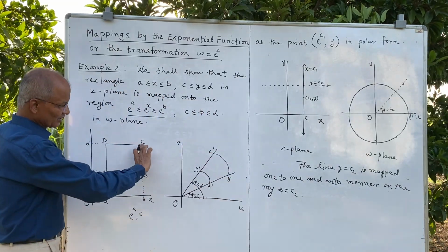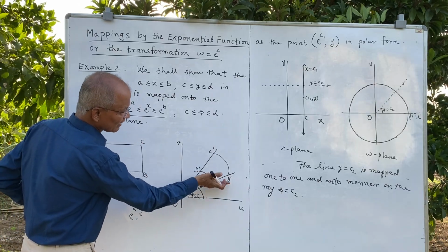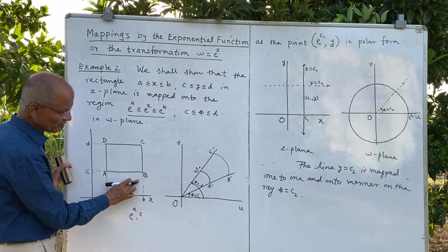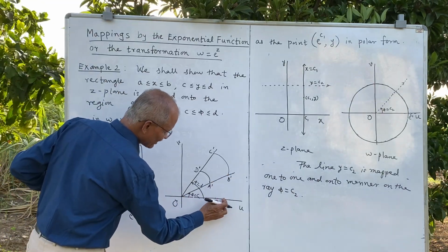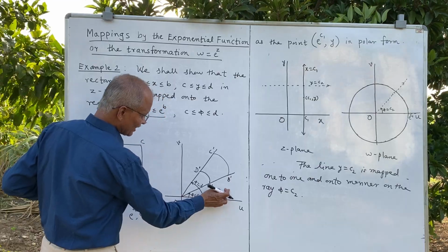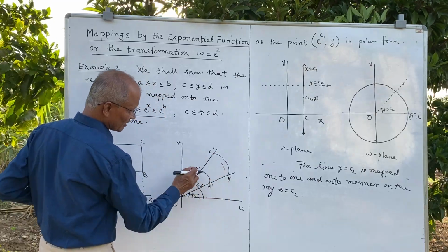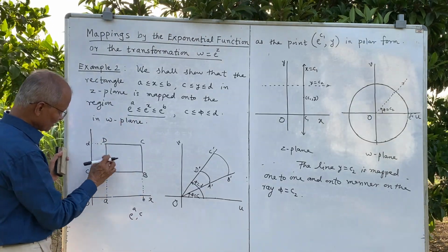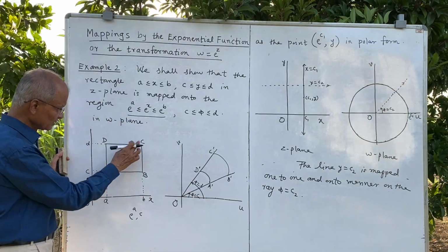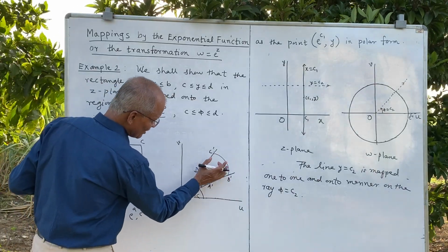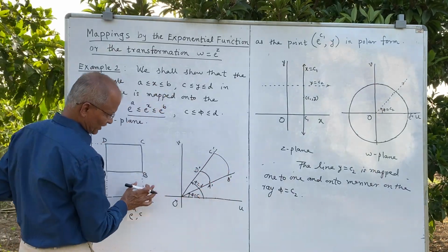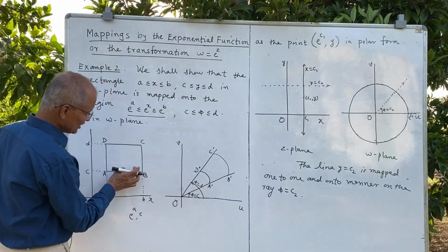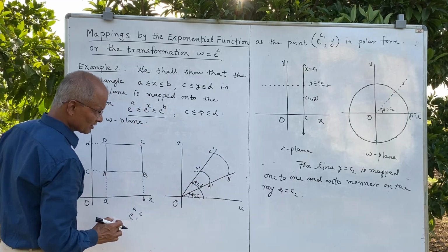So this segment BC is transferred on this arc B dash C dash, because this point has x coordinate b, so its radius vector will be e power b, that is here, and that will be traced along the circular arc, and thus this region, the rectangle ABCD is mapped on this part of the arc segment, and that means AD is mapped on A dash D dash, BC is mapped on B dash C dash.